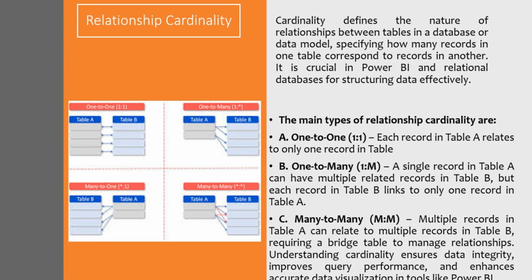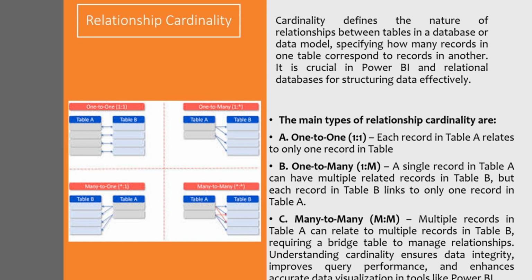So now, in data modeling, there's what we call relationship cardinality, which simply means the nature of relationship between tables in a database or in a data model. In this video, we are talking about a data model specifying how many records in one table correspond to records in another table. Right? So we are talking about the fact table, the dimension table, etc.